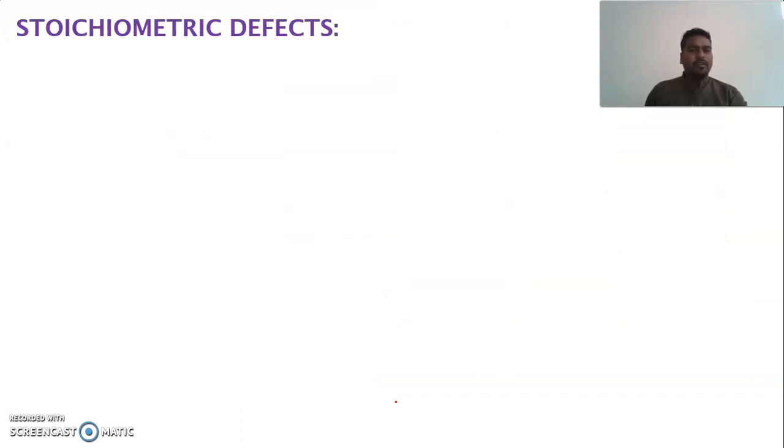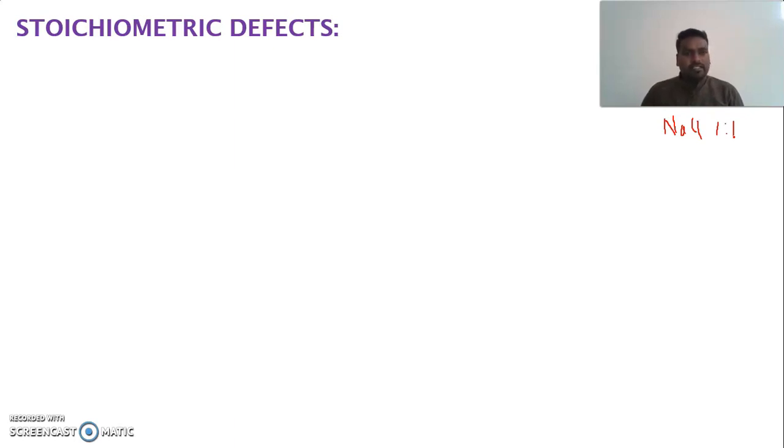Stoichiometric defect. You know stoichiometric composition. For example, if you take sodium chloride, the stoichiometric composition in the sodium chloride compound is 1:1. So this is stoichiometry. Suppose in a single crystal there are 1 lakh sodium atoms, exactly 1 lakh chloride ions are present in that crystal. That means there is a suitable ratio which exists in a crystal. So this is called stoichiometry.